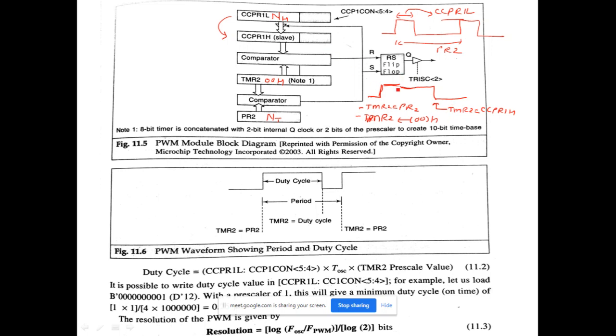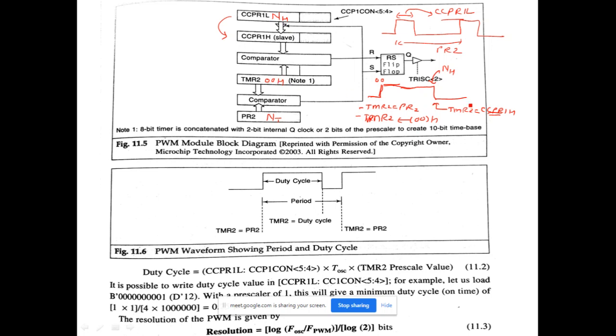So that means from the count 00, till the count becomes equal to NH, the count for the high time, which is there in the CCPR1 register, the output will remain high. So for how much time this output will remain high is decided by this count NH, the high time. And then again your timer will continue to run.